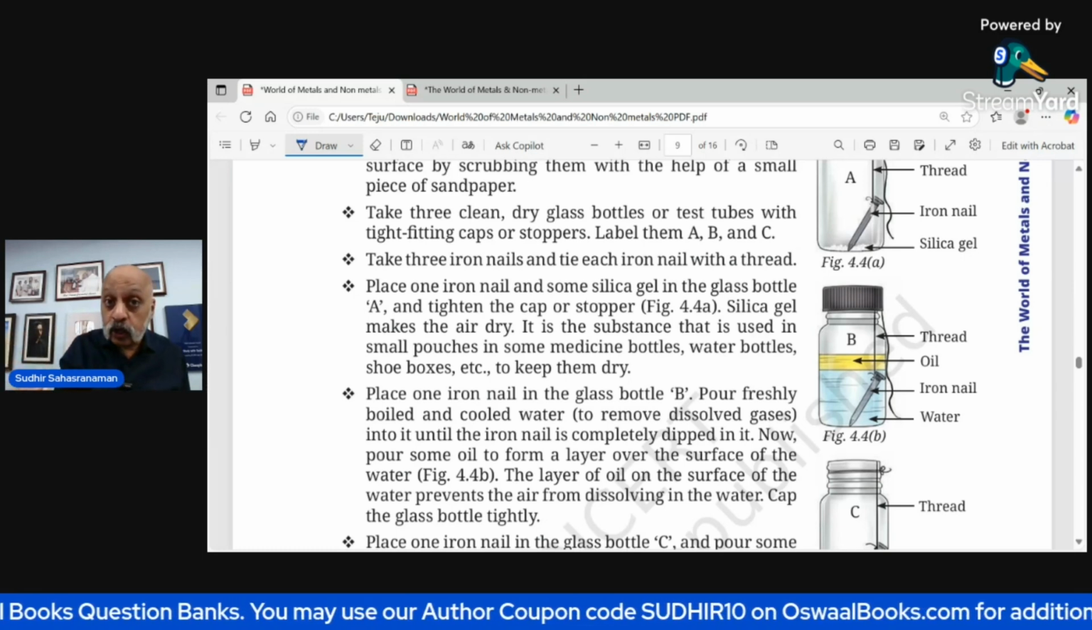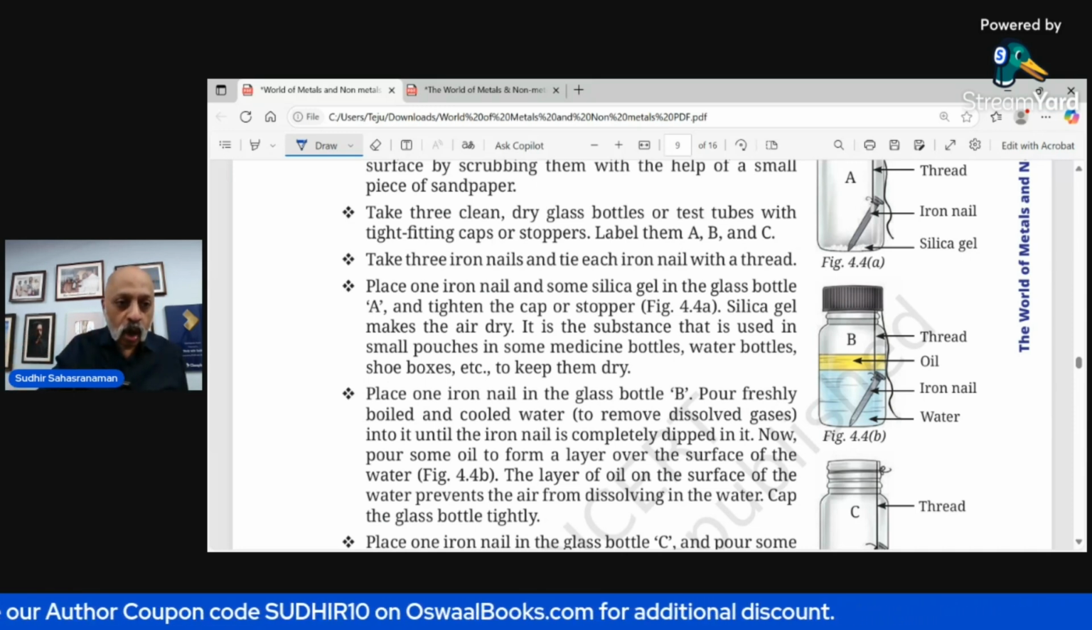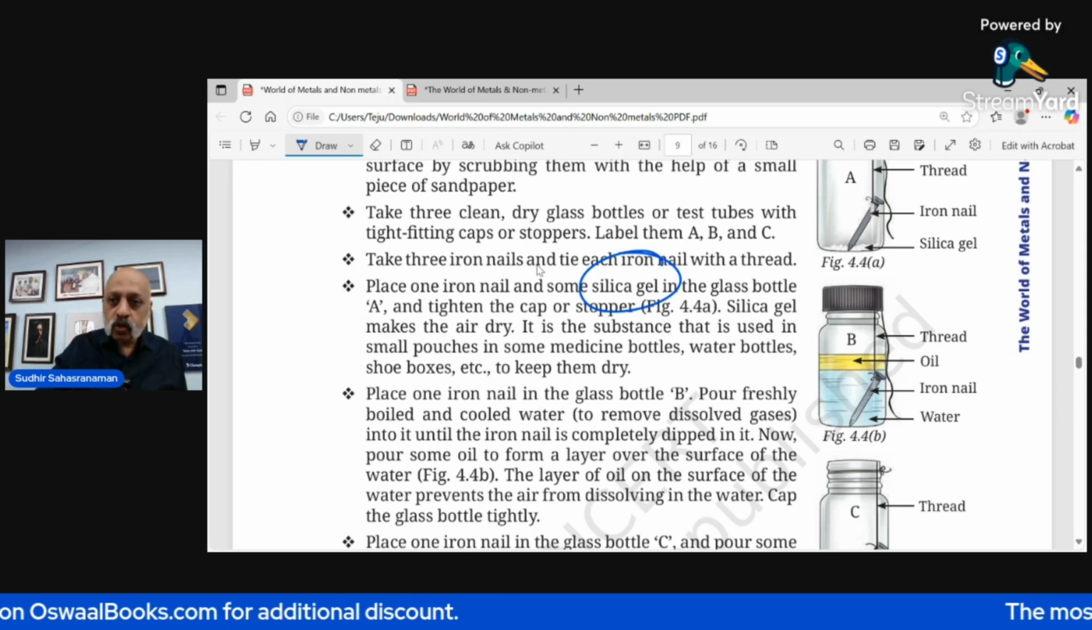Also, they may get spoiled over a period of time. So it is basically to keep the air dry. That is the role of silica gel. That's also something which you need to know. So the first one, you put silica gel, that is in the presence of air.